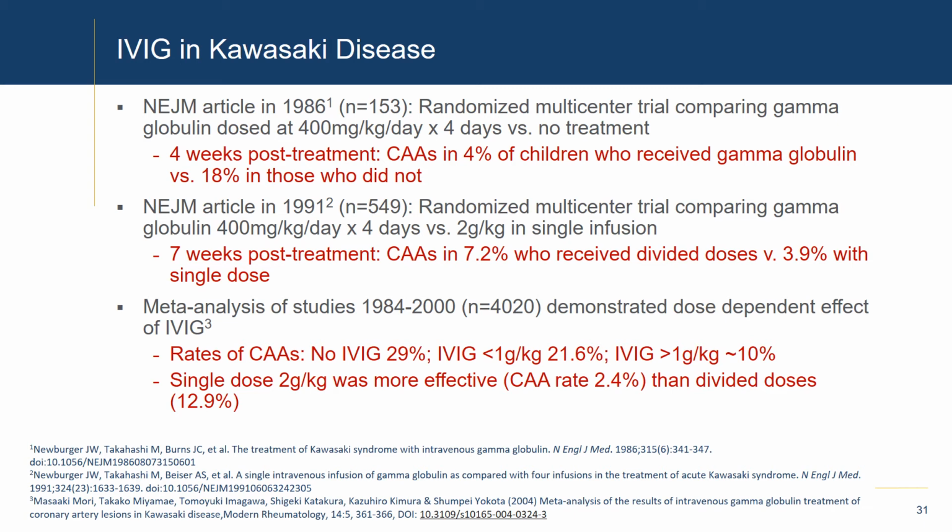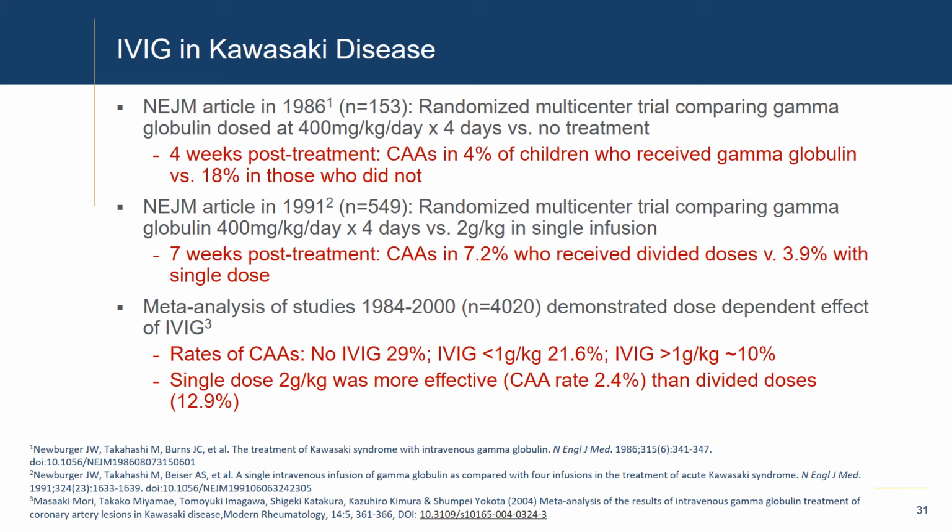They then wanted to look at whether it makes a difference if you give the smaller dose over 4 days or a large dose all at once. This was another landmark New England Journal article that came out in 1991, and they followed these patients out to 7 weeks. If a patient received the smaller doses over 4 days, they had coronary artery aneurysms 7% of the time, but only 4% of the time if they got the large, single dose. That's why now the way that we treat Kawasaki disease is to give a large 2 gram per kilo infusion. And there have subsequently been other meta-analyses that have looked at many studies that have corroborated this.